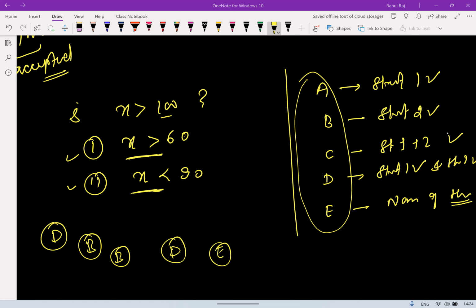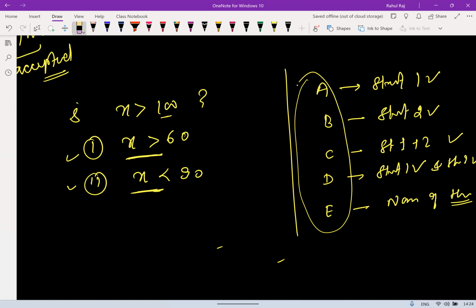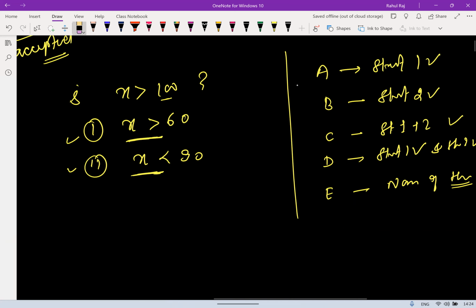A. Sudarshana, Khyati, what is your answer? A. Okay. My answer is none of these. That's fine. Sarthak, what is your answer? B. Perfect. So see over here, the question is pretty simple. It says, is x greater than 100? Option number 1 says x is greater than 60.